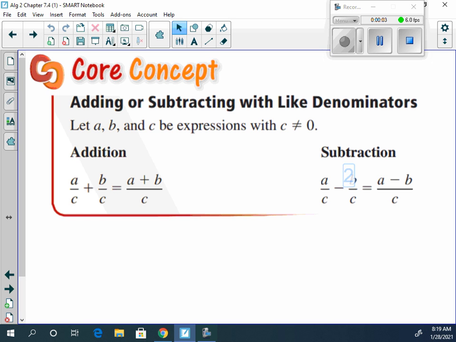Now, what we're looking at today and tomorrow, it's probably going to take us 2 days for this, is addition and subtraction. For the most part, when we add or subtract two things, if the denominators are the same, we add the numerators, or if the denominators are the same, we subtract. So we either add the numerators together or subtract them from each other.